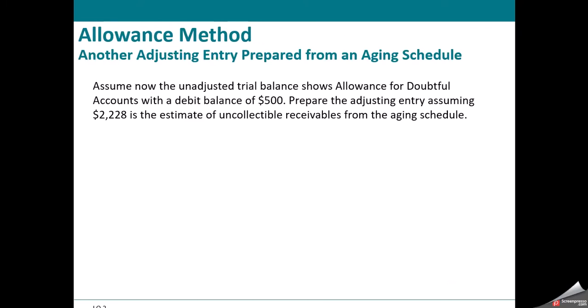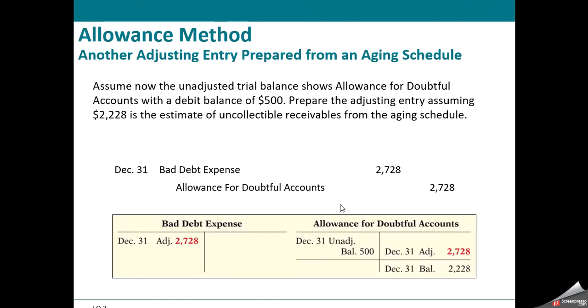Okay, then now, what if it goes the other way? What if we didn't have a credit balance, but we had a debit balance? Then in that case, we've got to get rid of the debit balance and then make it a credit. So then that entry is going to be the $2,728. So it's $500 more because we got to get rid of the debit.